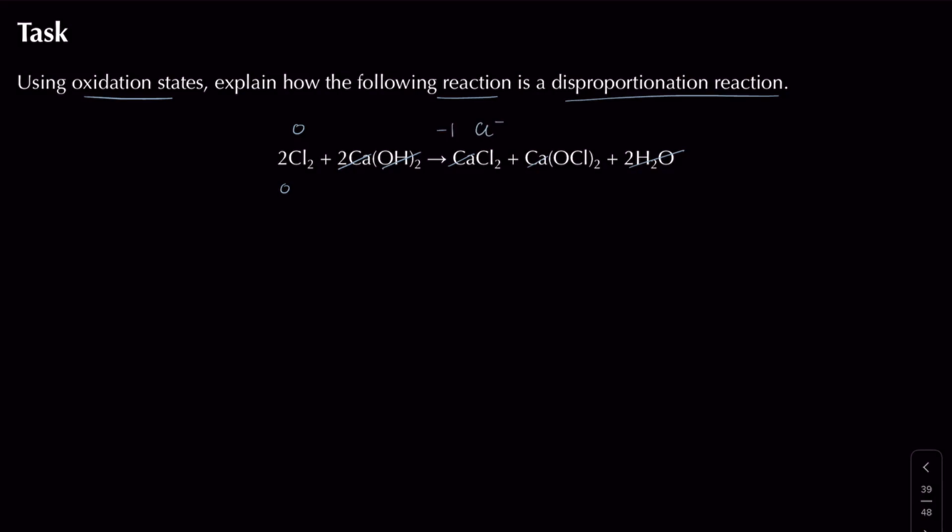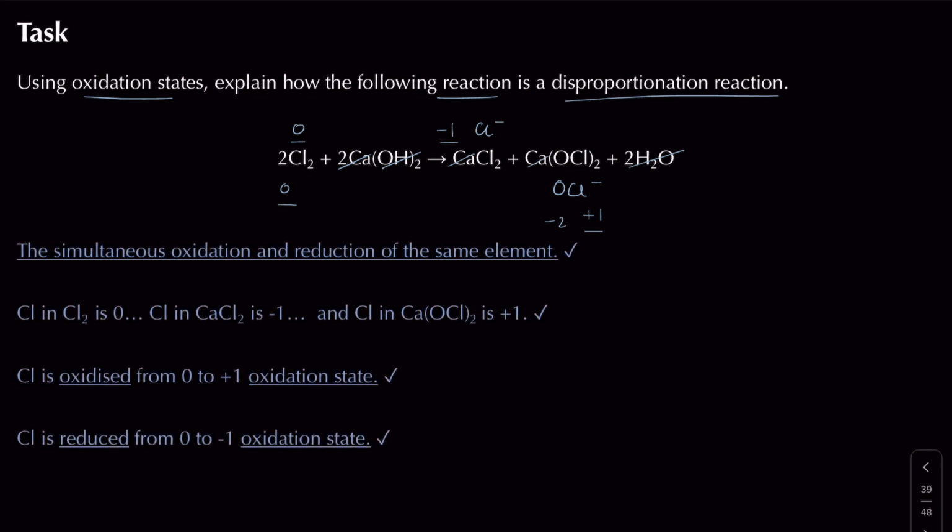If we were to look at chlorine in this case, because calcium is going to be +2, that means OCl must be -1. So we've got OCl and then minus as an actual charge for that ion. If we were to look at oxygen, if that's going to be -2, and of course chlorine, that must be the difference between -2 and -1, so that would be +1 itself. Now, if you were to look at the changes in oxidation state, we're going from 0 to -1 for chlorine, and then 0 to +1 in terms of chlorine as well. So we know that we've got the simultaneous oxidation and reduction of the same element. That's what we need to tell the examiner. That's going to be the first marking point.